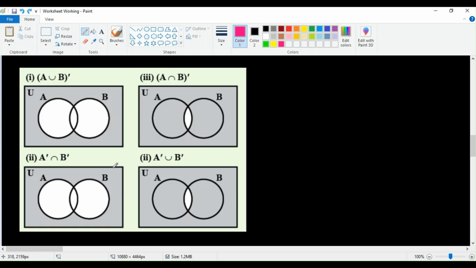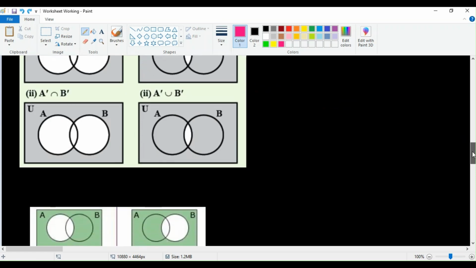And here we are explaining that this one is equal to this one, and the third and second. Now look at these two, this one and this one. Both shapes are the same, but they are opposite once we write this. So A complement union B complement is equal to A intersection B complement. So this is a matter of understanding. I hope you can do this on your own.